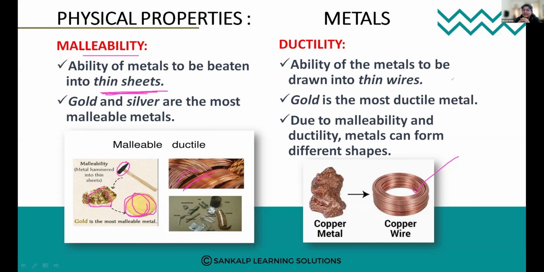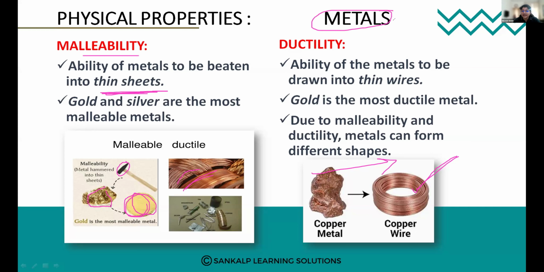So what is ductility? It is the ability of metals to be converted into thin wire. The best example is copper. Copper metal is converted into thin wires and is used for electrical works. So metals have these unique properties, and because of these unique properties the elements are categorized as metals.